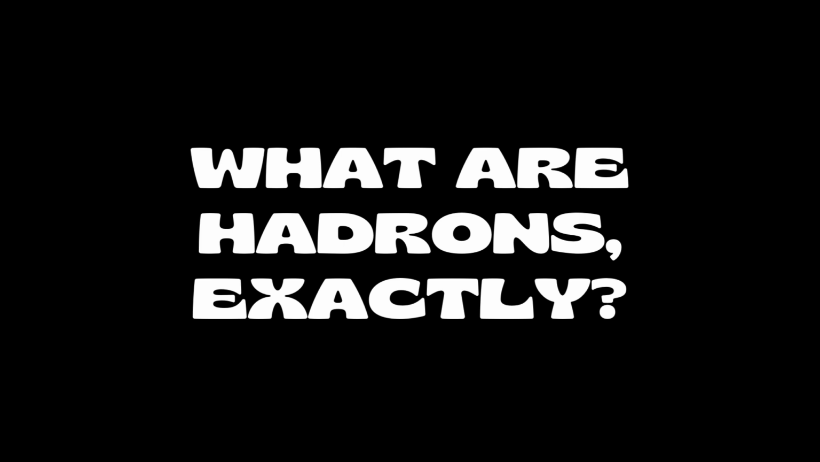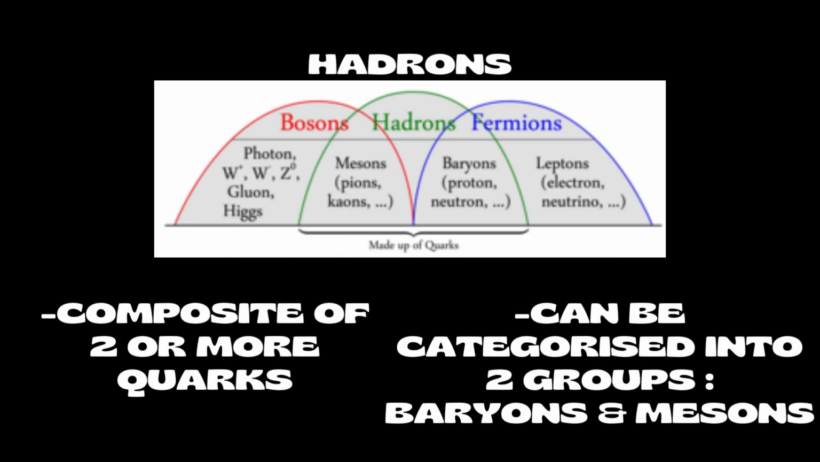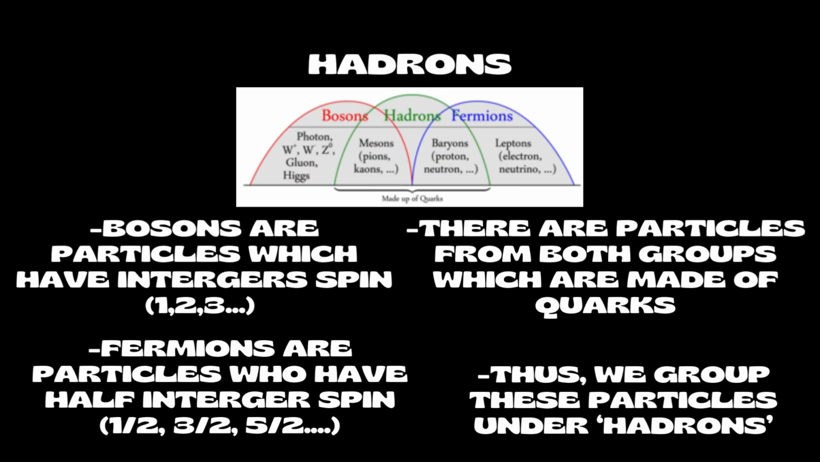So, what are hadrons exactly? Well, the best analogy is a molecule for elementary particles. All hadrons are composites of two or more quarks, and can be grouped into two groups, baryons and mesons. However, before that, we have to know what the composites are exactly. The elementary particles are divided into two groups, the fermions and bosons. Each group has its own distinct characteristics and interacts with different fundamental forces. However, in both groups, there exist particles that are made only of quarks, and thus we group all these particles together in a group called hadrons.